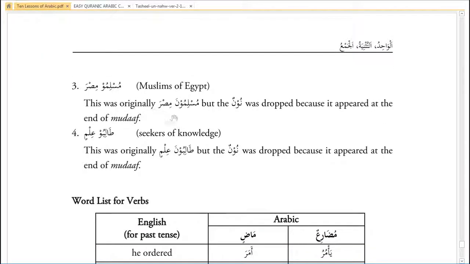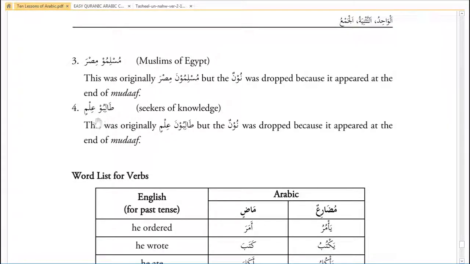More examples, muslimuna misra, the Muslims of Egypt. So because the noon drops, what is left? Muslimu misra, the noon is dropped. So muslimuna misra will become muslimu misra. And talibu ilmin, which was talibuna ilmin, the seekers of knowledge. Talibuna ilmin will become talibu ilmin. The noon drops. So remember these rules, study them a few times, inshallah.